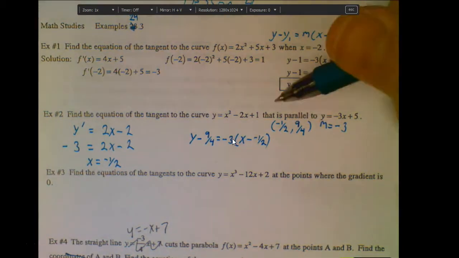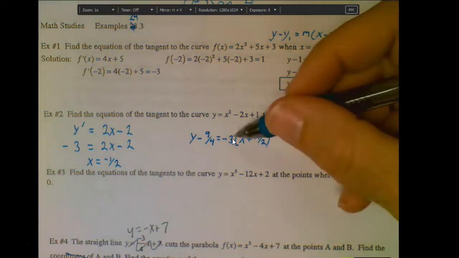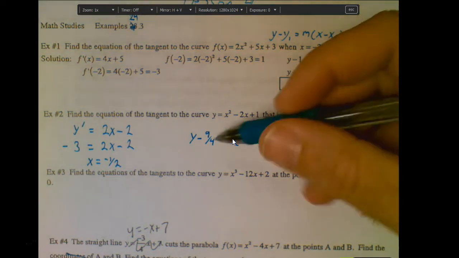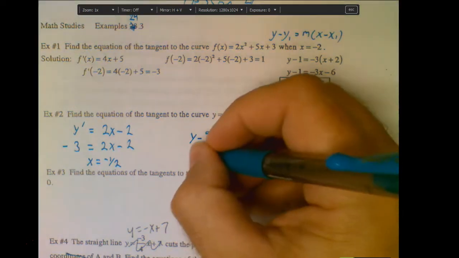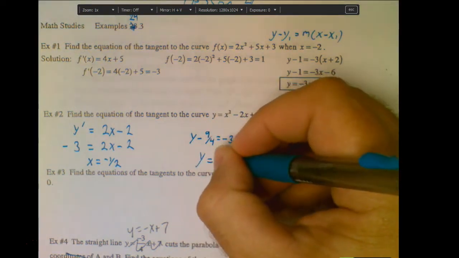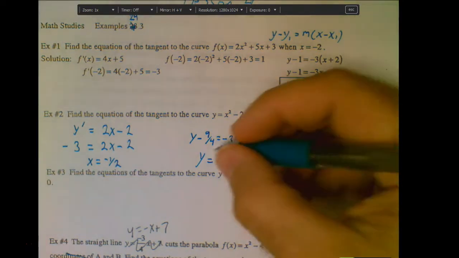You got to do a little cleanup though. It got a double negative, so let's change that to a positive. Distribute the -3, add 9/4 over to the other side so that you can get it into the slope-intercept form. If you do all that, and a lot of that could be done in a calculator, you should get y equals -3x plus 3/4 as your answer. So that's where that one would finish.